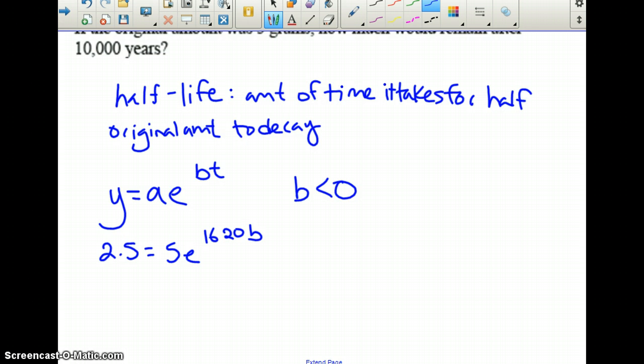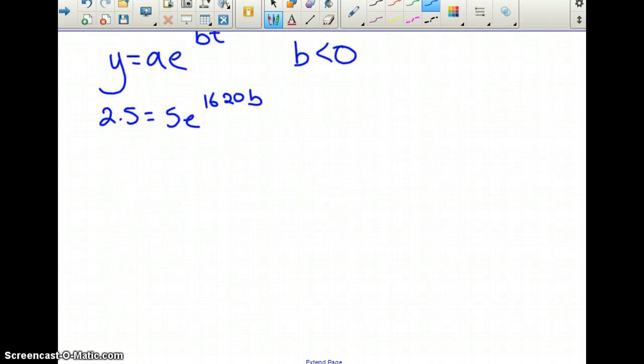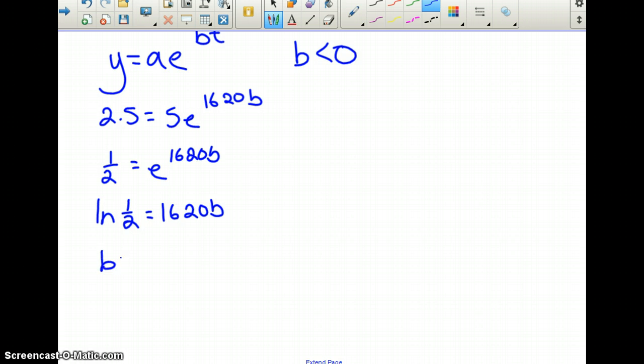So now I'm going to divide both sides by the 5. That's giving me 1/2 equals e to the 1620 b. Take the natural log of both sides. ln of 1/2 equals 1620 b, so that b equals ln of 1/2 over 1620. And this is always going to be true, by the way. The decay constant, because that's what we'll call b, is always going to be the ln of 1/2 over the half-life. So that's a little shortcut that you can use.